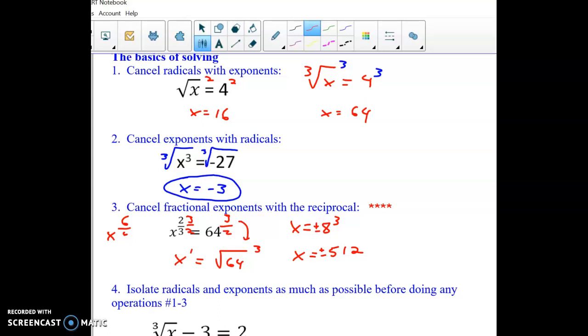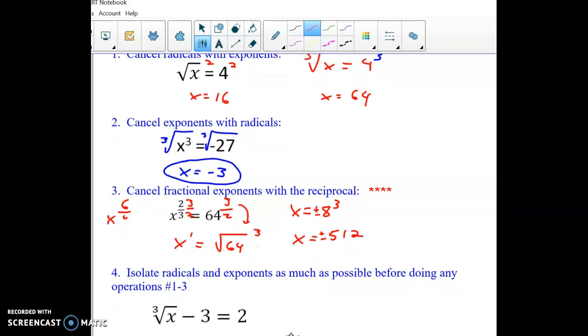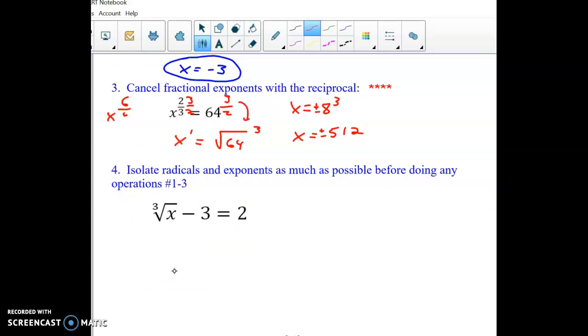The only other thing to add is, you're doing the opposite operations here, but you have to isolate it. So something like number 4 that's up here, before you do the third power here, you want to get the third root alone. So you want to add 3 and then do the third power to both sides. Once you've got it isolated, then do that, and then we get x equals 5 to the third power, so 125.